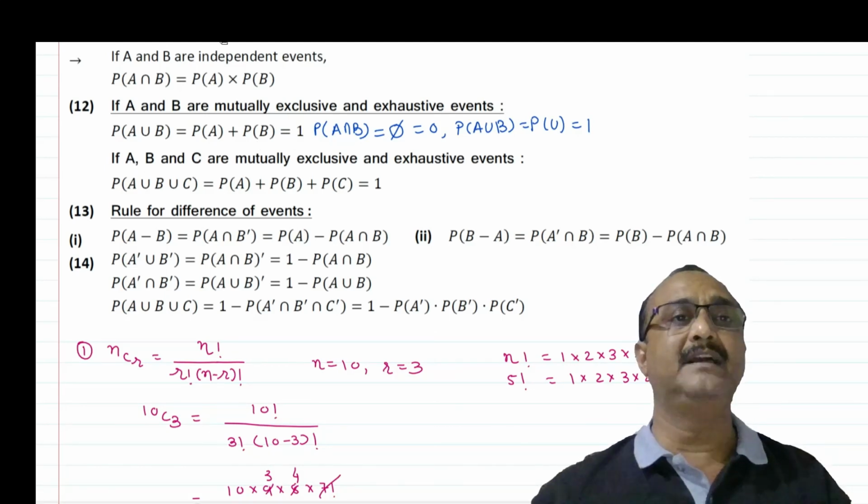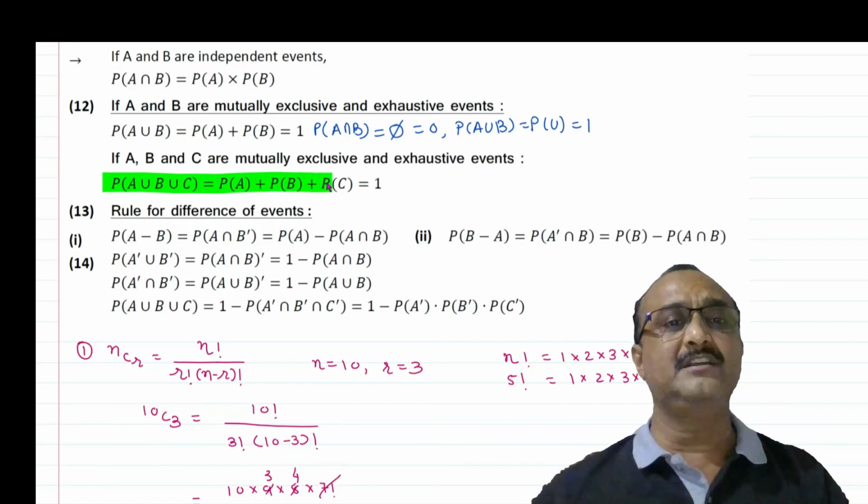And the next rule is if A, B, and C are mutually exclusive and exhaustive events, for three events this is the same rule: P of A union B union C equals P of A plus P of B plus P of C, equal to 1.